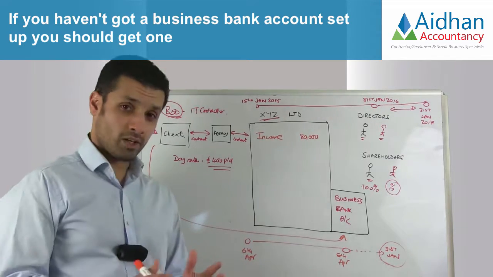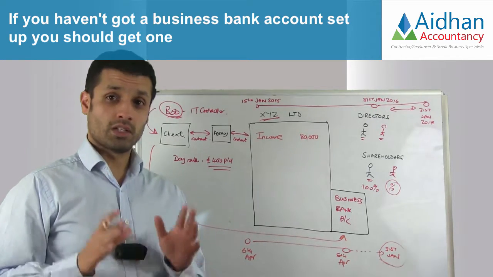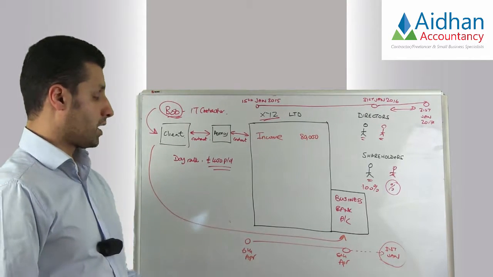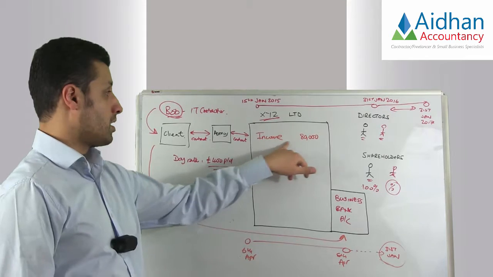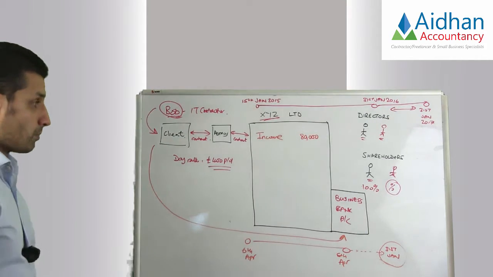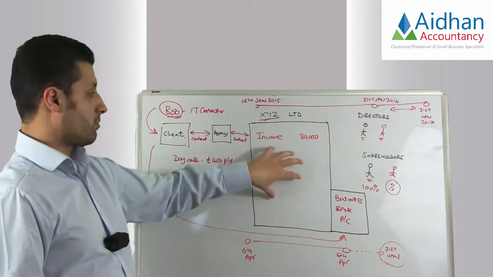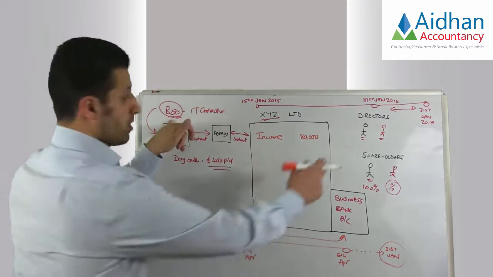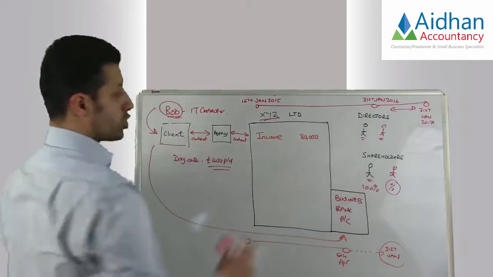If you haven't got a business bank account set up, I seriously suggest you do get one. So payments are made straight into the business bank account, i.e. the physical monies, and that is obviously going to the income line. So that's the income for the company. The way things stand at the moment, that income belongs to XYZ Limited, not to Bob himself, who, let's assume, is the director and shareholder.